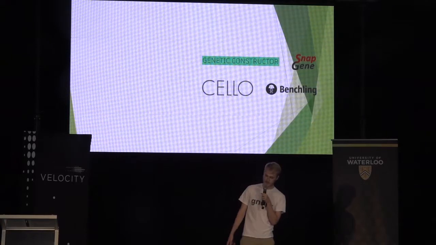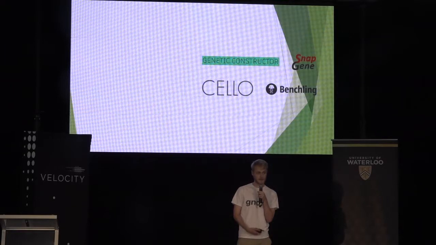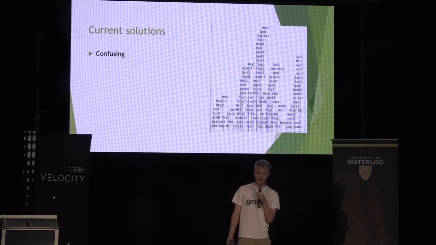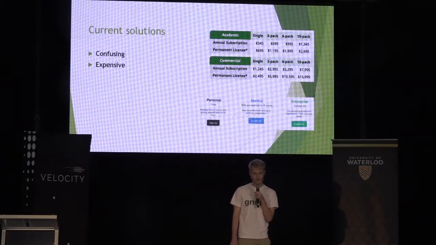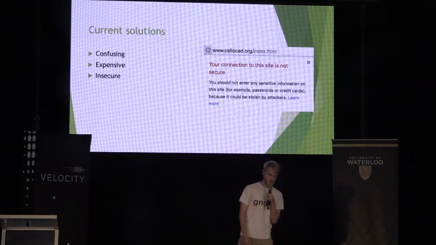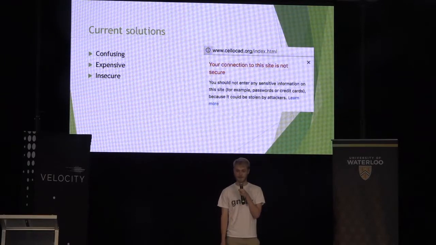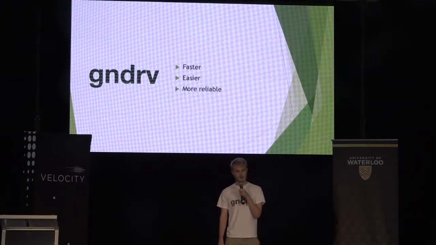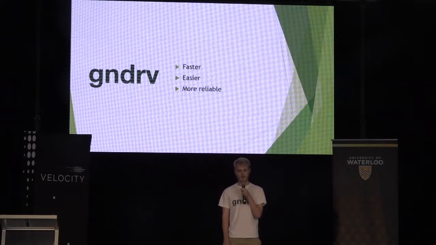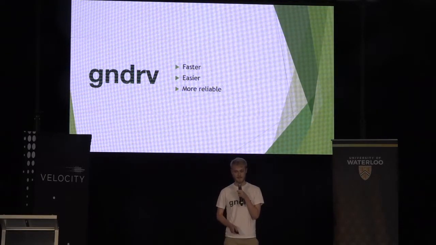Now, when scientists go to design their sequences, there are a few solutions they turn to. And these solutions are made by very smart people, researchers in molecular biology. Unfortunately, they're confusing, extremely expensive, sometimes over $15,000 a year, and often insecure. So it turns out that while researchers are excellent at doing science, they just don't have the background to develop commercial software. So we should be turning to the people who do, namely the well-established software development industry. By taking inspiration from software development practices, gndrv aims to make the process of designing DNA sequences faster, easier, and more reliable than existing solutions.